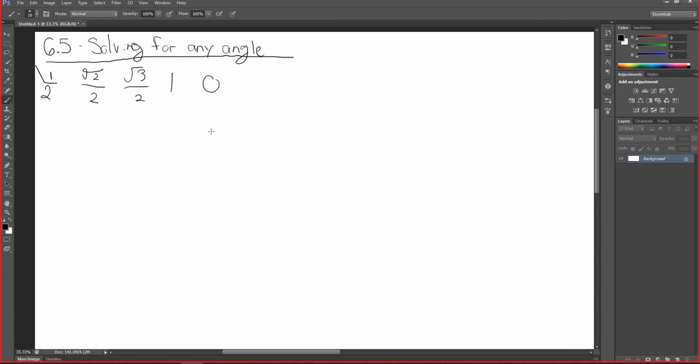So like the cosine, angle-wise, this would be 0. This would be pi over 2. Root 3 over 2 is pi over 6. Root 2 over 2 is pi over 4. And then the half is pi over 3.